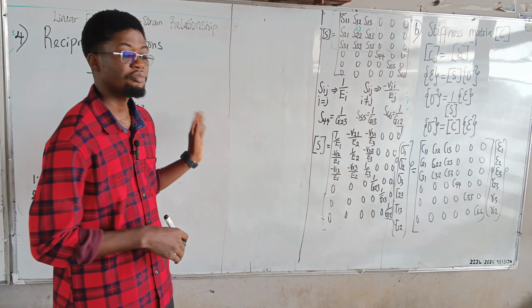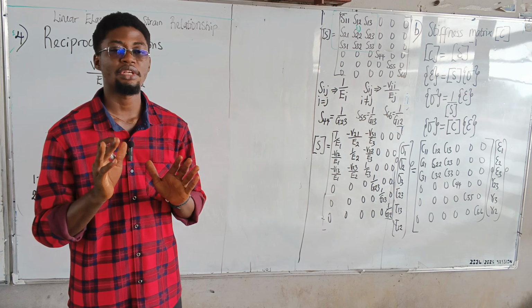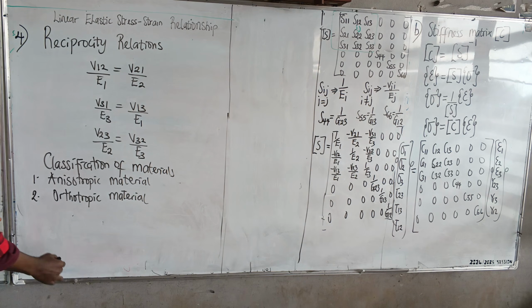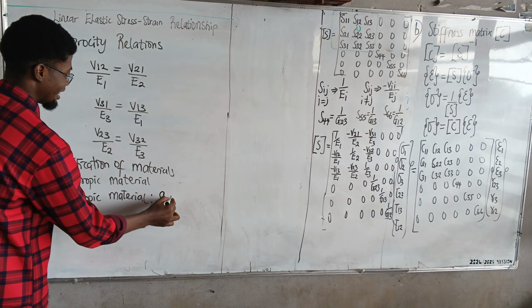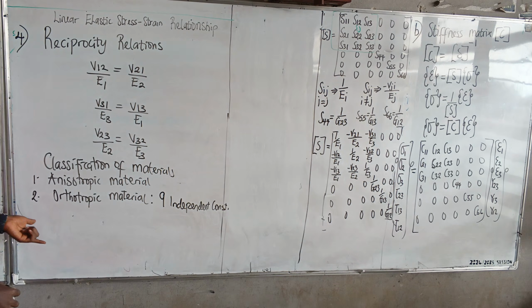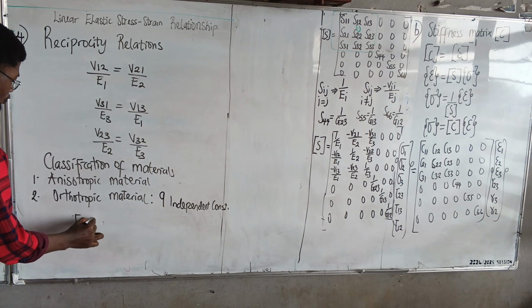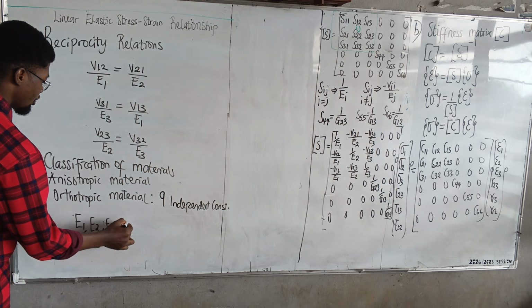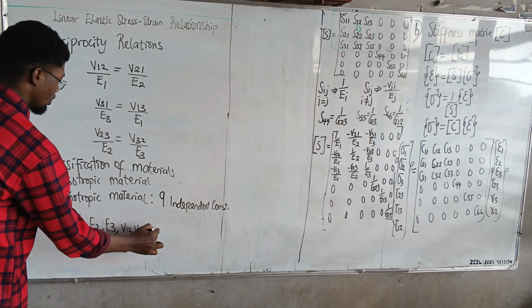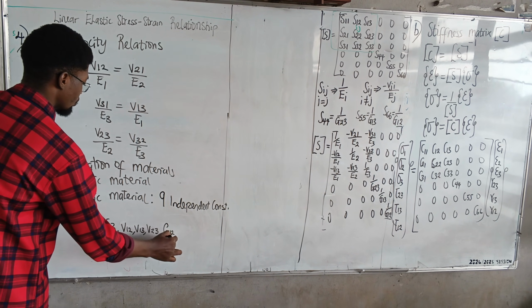But because of this reciprocity relation, it has reduced our 12 constants to just 9. So for an orthotropic material, it has just 9 independent constants. What are the independent constants? We have E1, E2, E3, right? We also have Poisson ratios V12, V13, V23, and finally we have G12, G13, and G23.